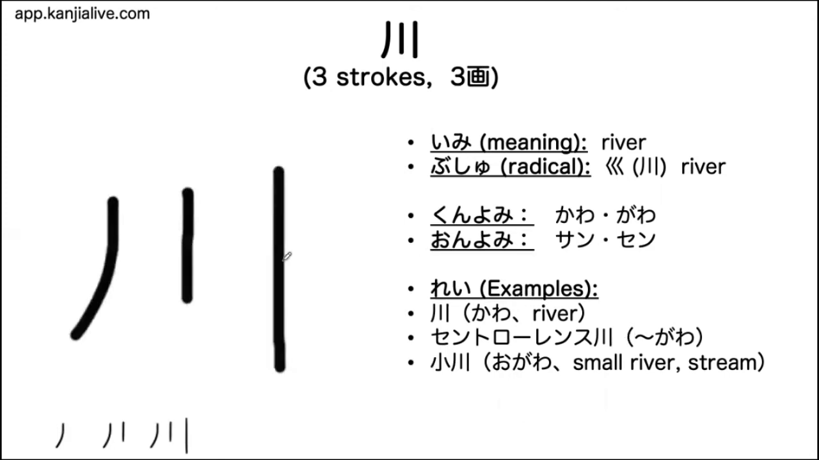Okay, this is also a pictograph. It's like a river, right? River. That's why kawa. 1, 2, and 3. Very simple. Very straightforward. The meaning of it, of course, river, and then bushu is kawa. So this is actually a pictograph. And then kunyomi is kawa, gawa, depending on the word before this.